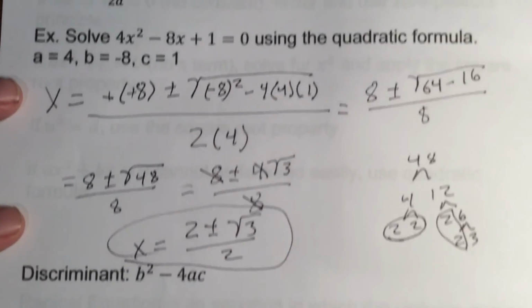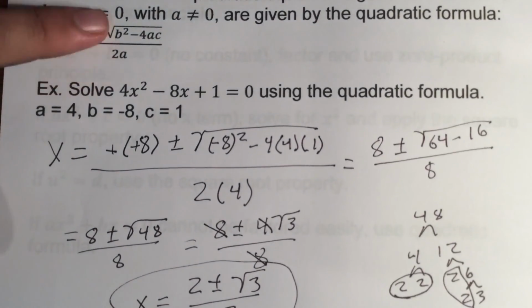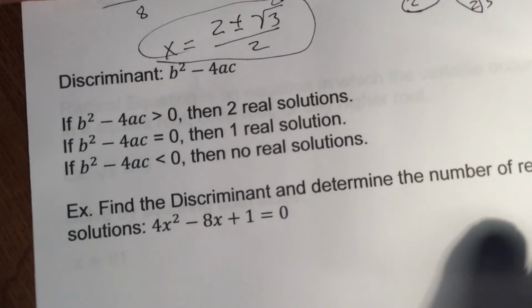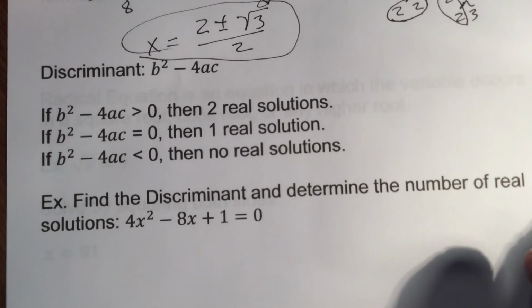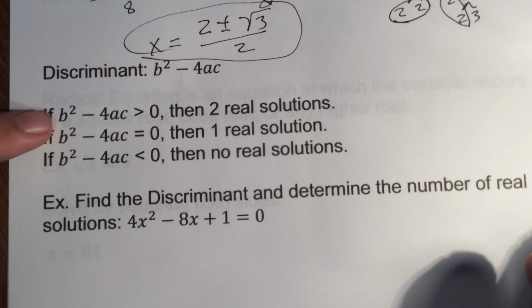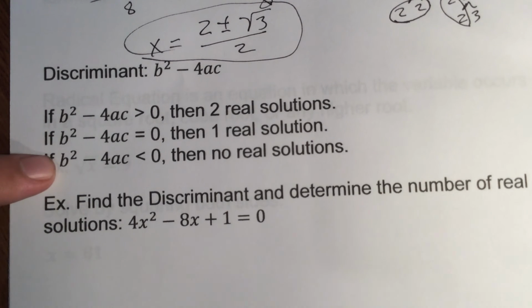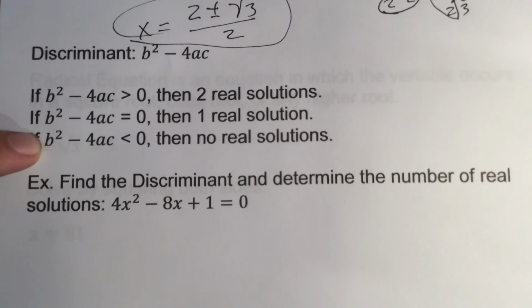Now, the discriminant is the part inside the square root, so the b squared minus 4ac. That alone tells us some things. If the discriminant is positive, then we know we're going to have 2 real solutions. If we get a 0 there, we're going to have 1 real solution. And if it's less than 0, then we're going to have no real solutions. They're going to be 2 imaginary solutions.